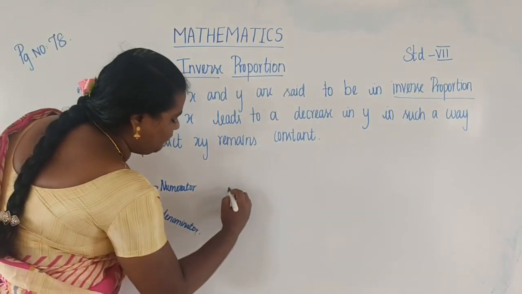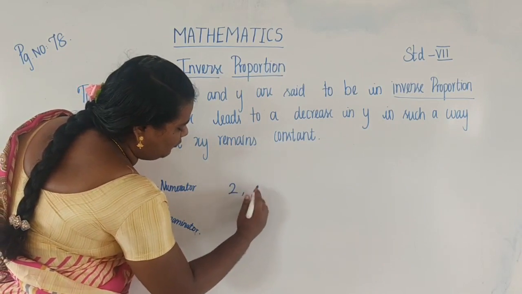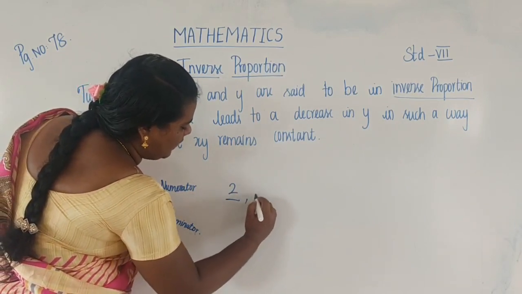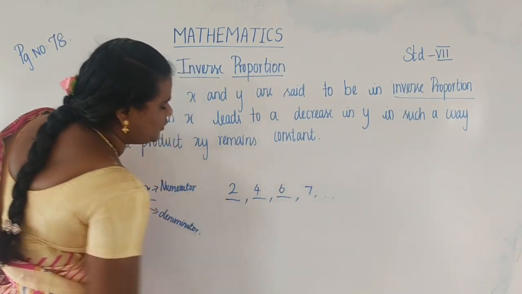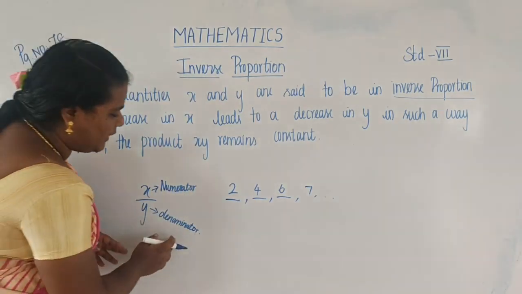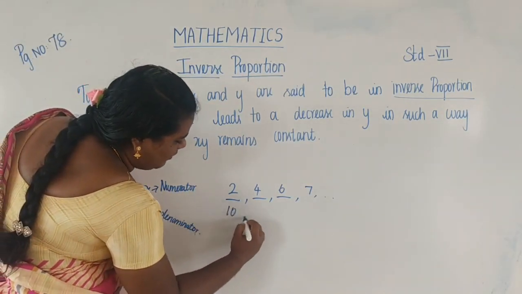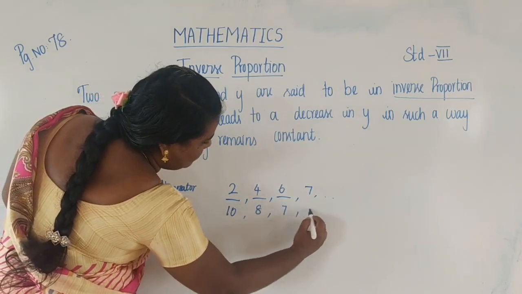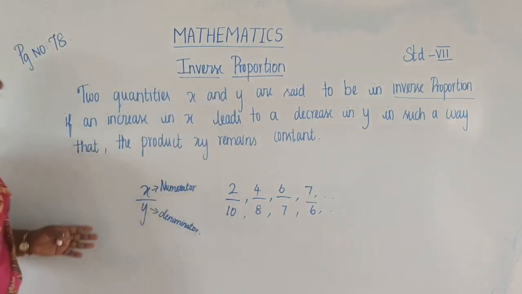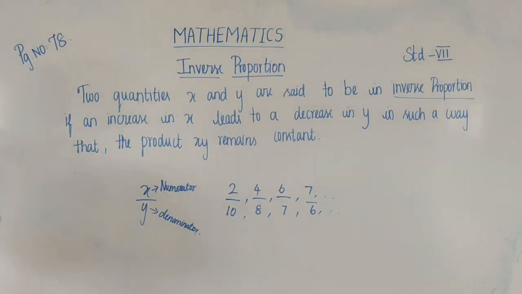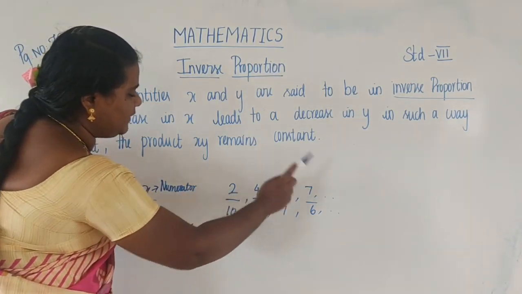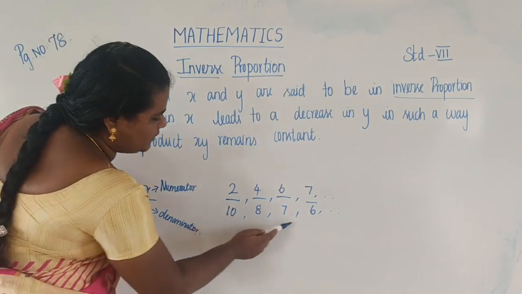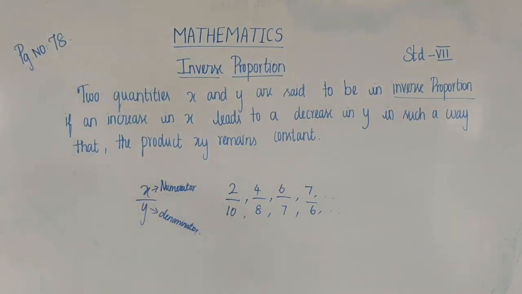Okay students, suppose the x value is increasing, for example 2, 4, 6, 7, and so on. At the same time the denominator value is decreasing, so 10, 8, 7, 6. This is called inverse proportion. When the numerator is increasing and the denominator is decreasing, this is called inverse proportion.